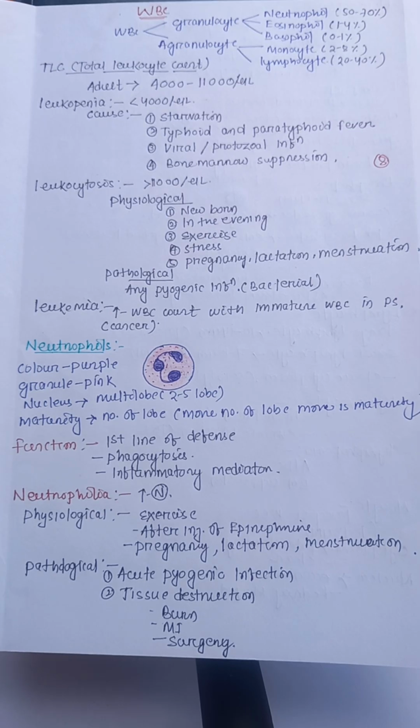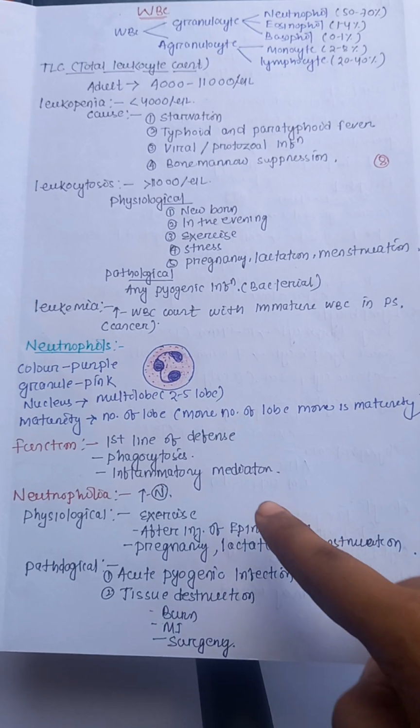Okay, function: first line of defense, phagocytosis, inflammatory mediators. So neutrophilia increases the number of neutrophils, like this. What causes it? Exercise, after injection of epinephrine, pregnancy, lactation, menstruation, acute pathogenic infections, and tissue destruction like burns, MI, and surgery. Also, you know that neutrophil is the inflammatory mediator here, right?